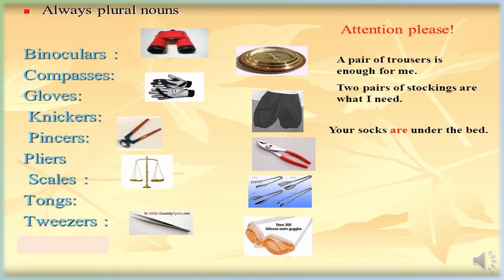You have to give attention here: a pair of trousers is enough for me. When we use the phrase a pair of, you should always remember we have to use a singular verb after it. Next we have: two pairs of stockings. Two pairs means it is more than one, so again we have the plural verb are. Two pairs of stockings are what I need.